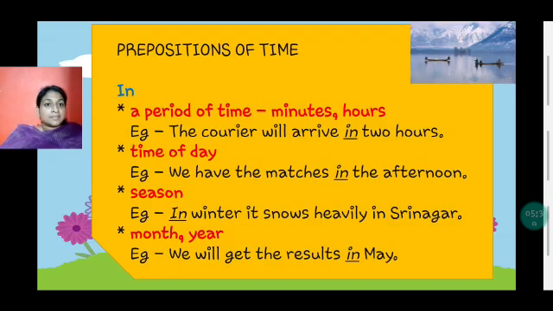Now next again, in was in prepositions of place. It's also there in prepositions of time. A period of time. In minutes or hours. The courier will arrive in 2 hours. Time of day. We have the matches in the afternoon. Season. In winter it snows heavily in Srinagar. Month or year. We will get the results in May. The school may start in the month of October or November.